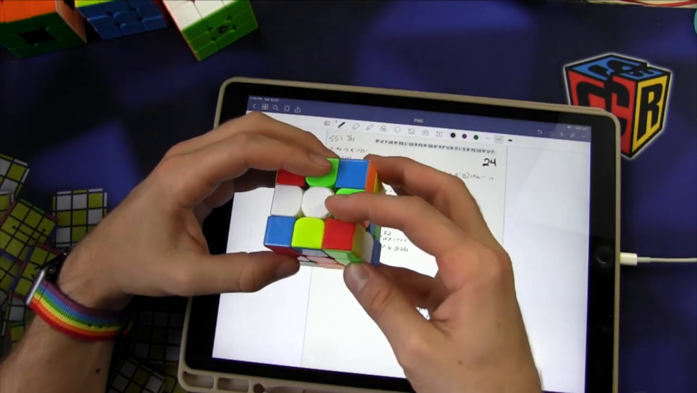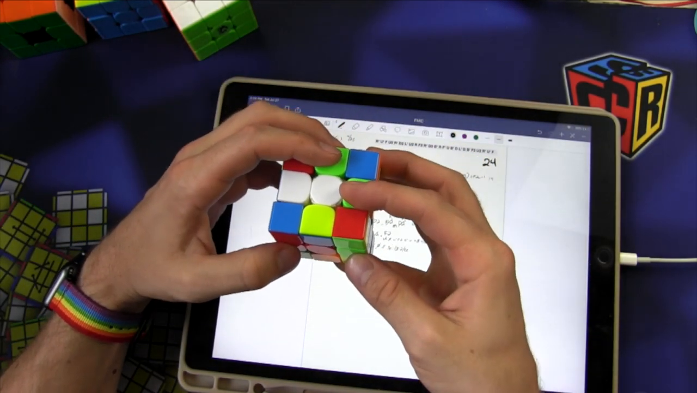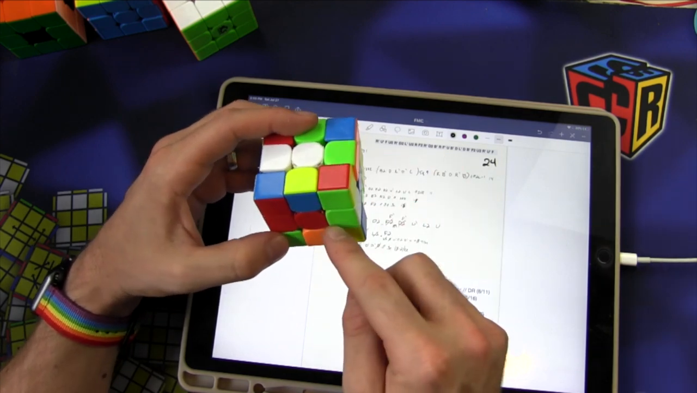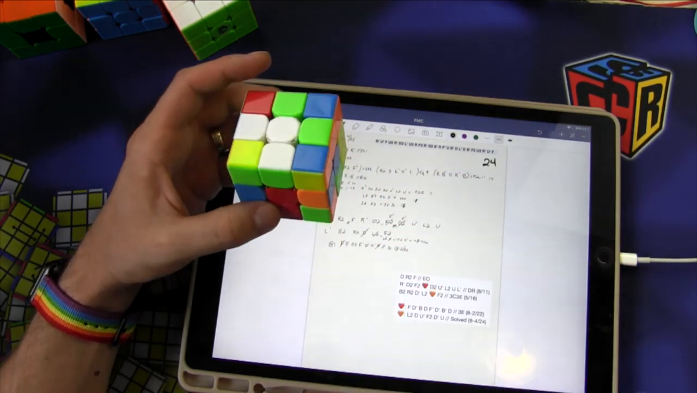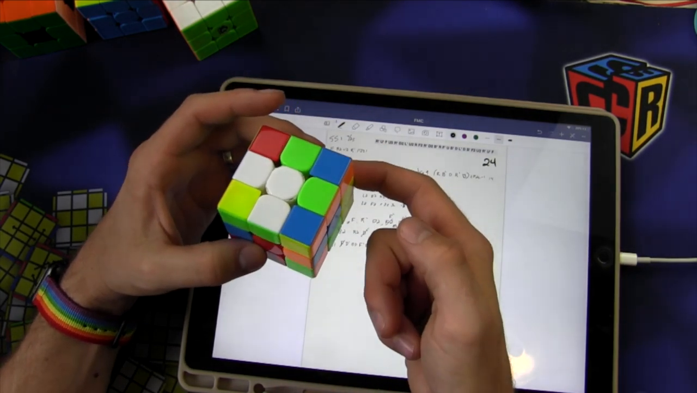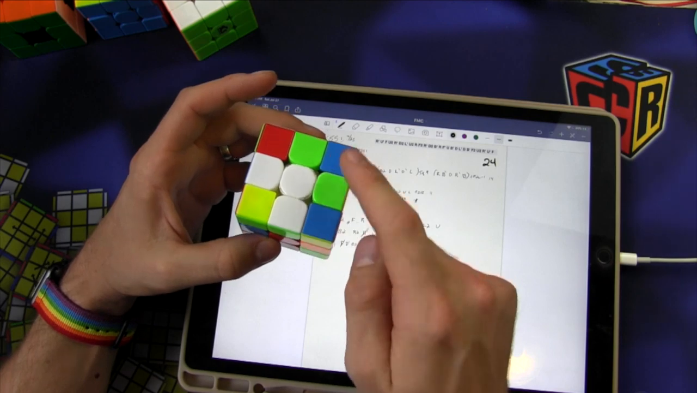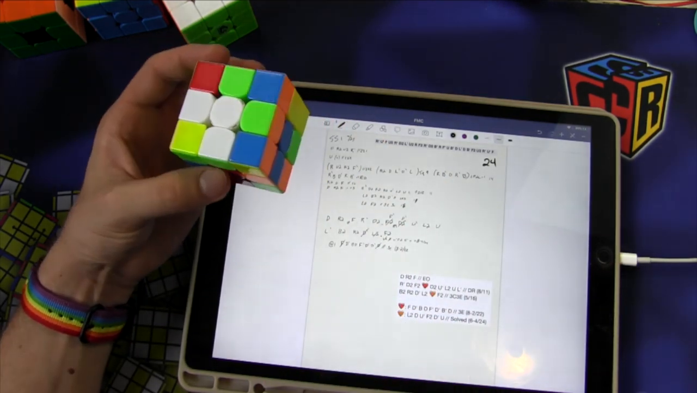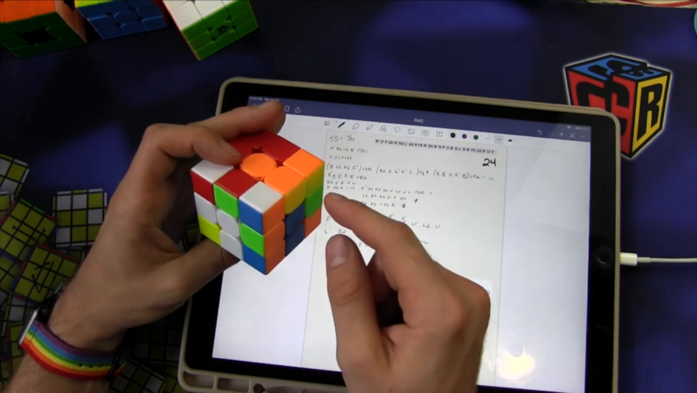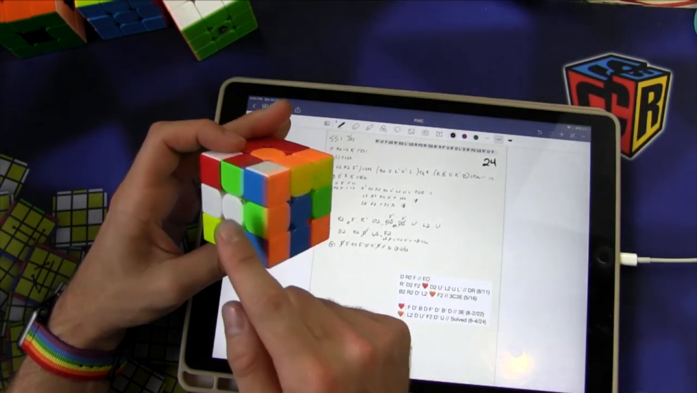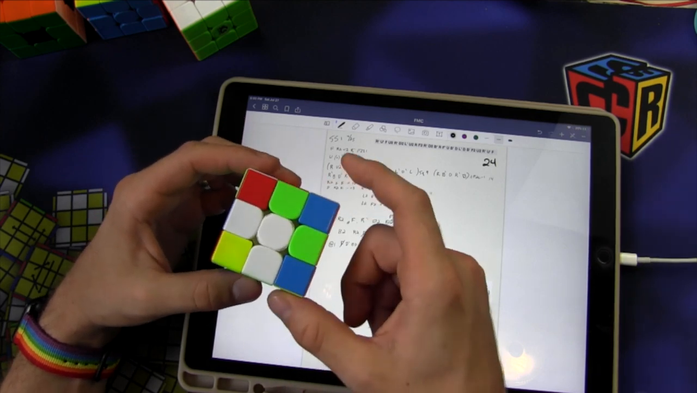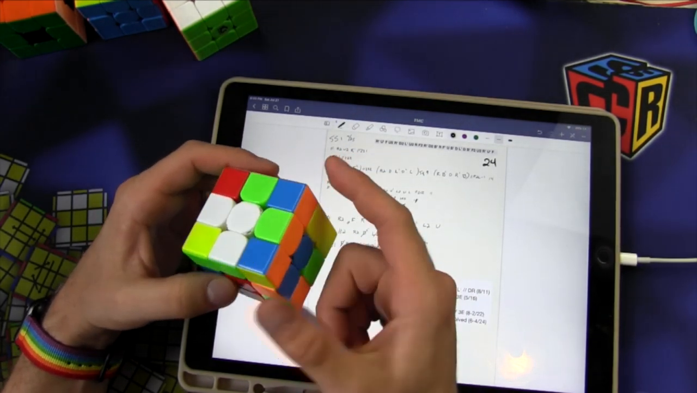Six bad edges. Well, if I do, let's say, R prime, that's going to leave me with four bad edges because it's going to fix these three but mess up that one. So if I do R prime, I've got that. So I've got a bad edge, one, two, three, four. And then one, two, three, four bad corners. And looking at what we have, this one on the top and also this one also on top, those corners are already in place where they need to be on either side.